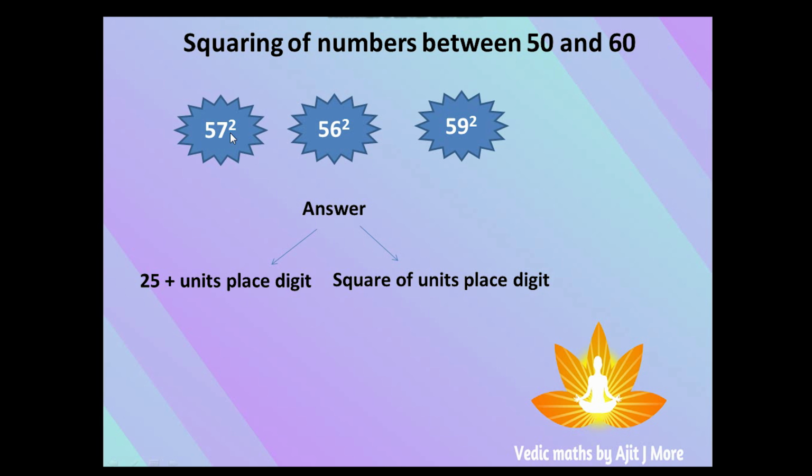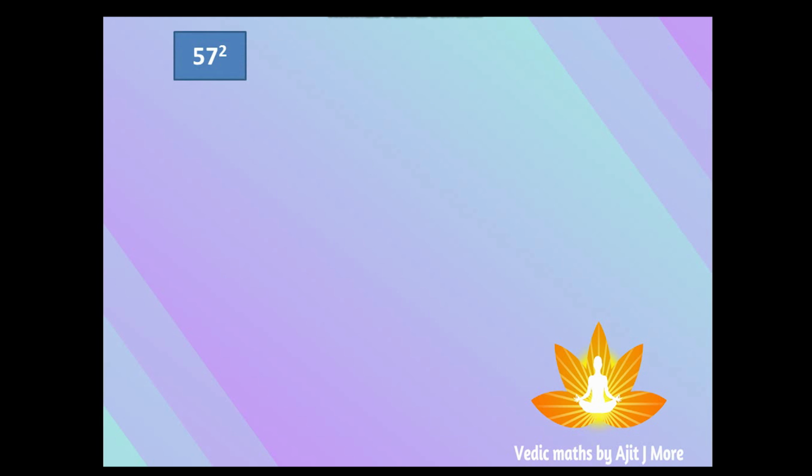And a single digit square is not a big task. So what is to be done? The first part is 25 plus unit place digit, and the second part of your answer is going to be the square of the unit place digit. That simple. Combine it, you'll get the answer. Isn't it easy? Yes.